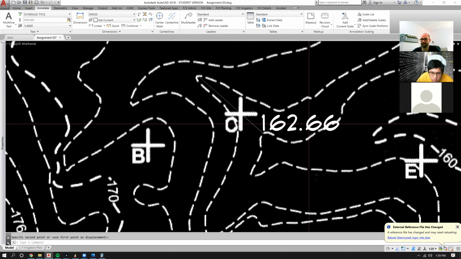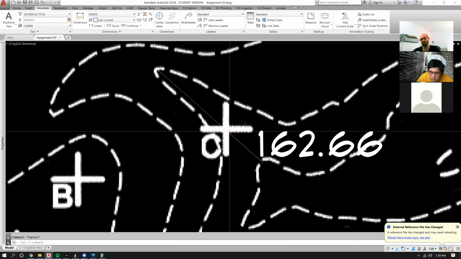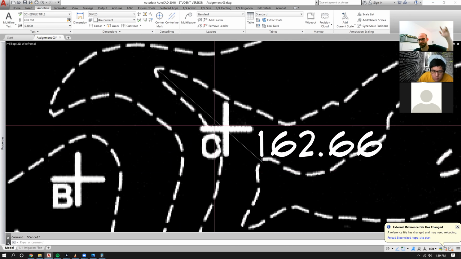Which makes sense because this point is about 1/3 of the way between these 2 contour lines. And if the contour lines are 2 feet apart, one third of 2 feet is 0.66, right? 2 times 0.3, 0.6. Does that make sense? Not really. Not really. Okay, let me do another one. Sorry, let me answer this.